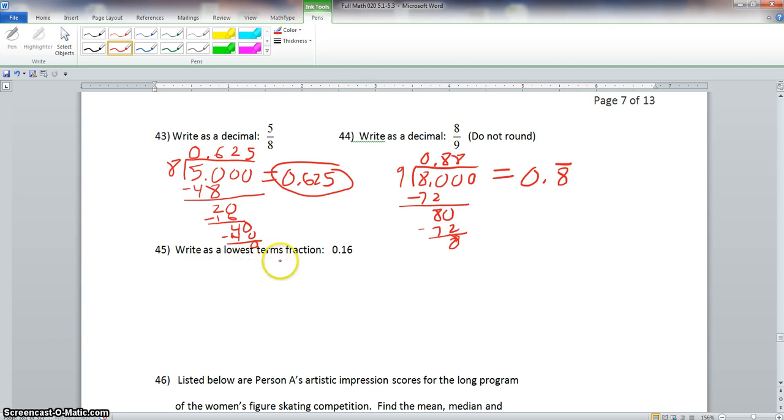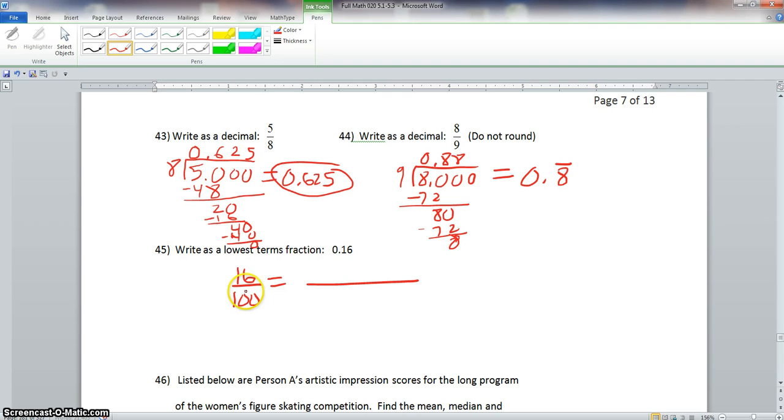It said write as a lowest term fraction 0.16. Now remember, we look at the last place value of the last digit behind the decimal. So this place value is 100. So our denominator would be 100. And we drop the decimal. So it would be 16 over 100. Now they want us to write this in a lowest term fraction.